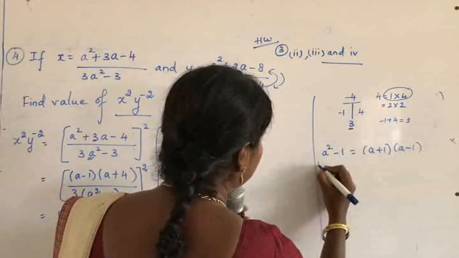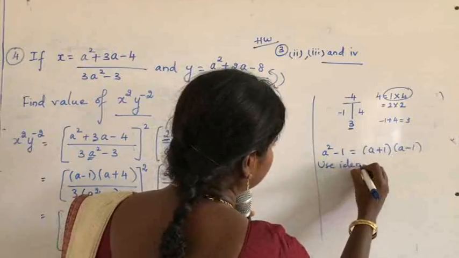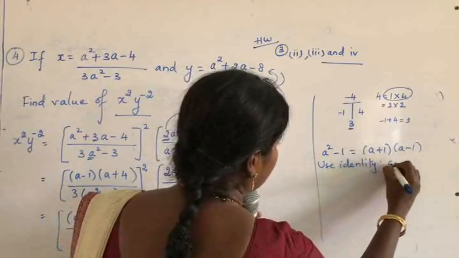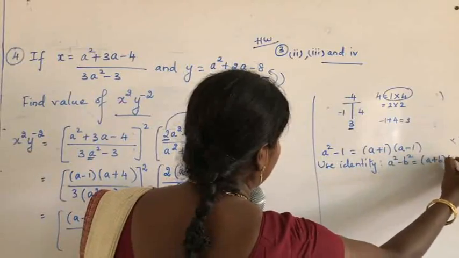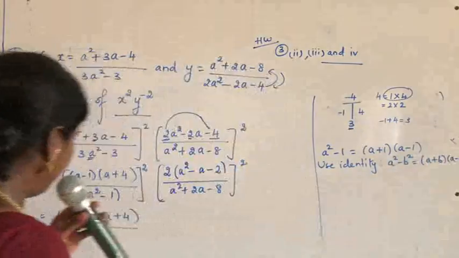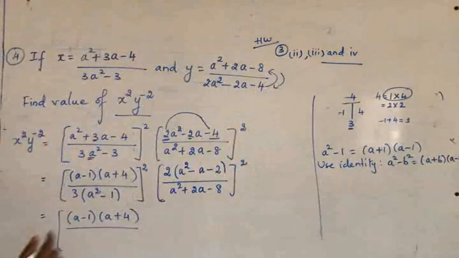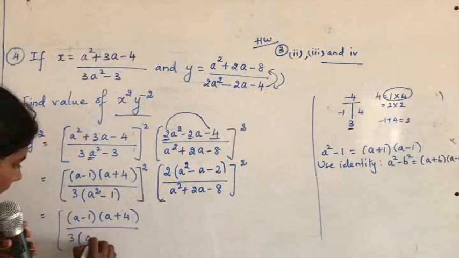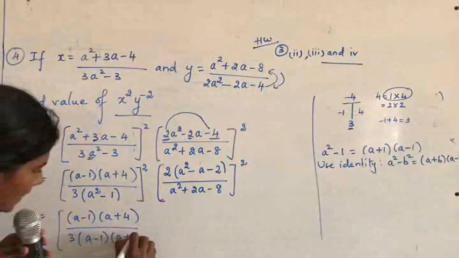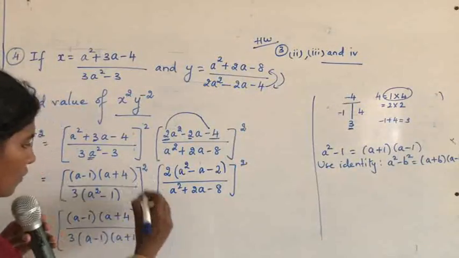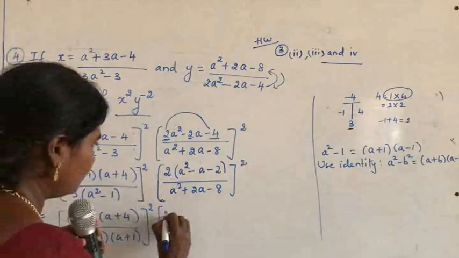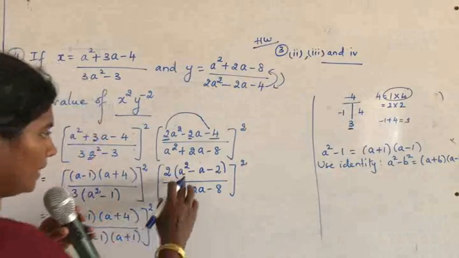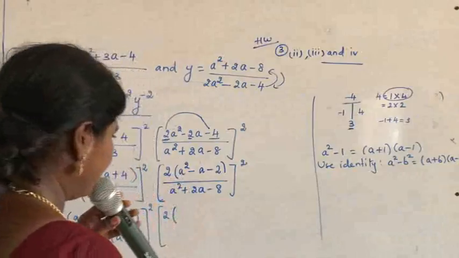How? We are going to just use our identity: a square minus b square is equal to a plus b, a minus b. So a square minus 1 will be written as 3, a minus 1, a plus 1, the whole square. Now let's go for this part. So 2, a square minus a minus 2.